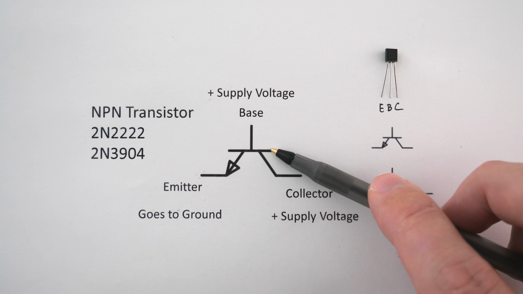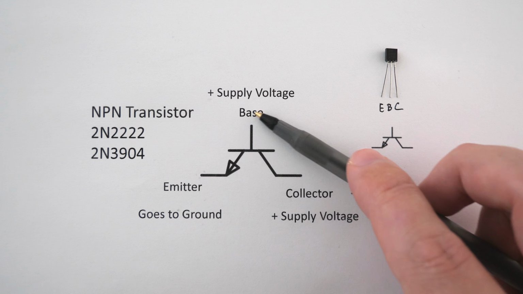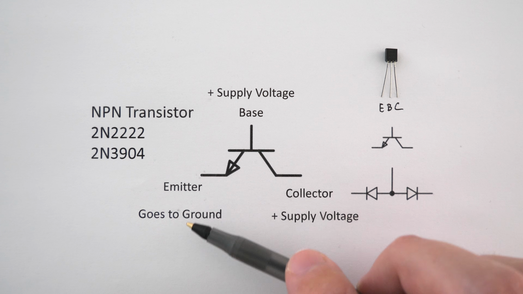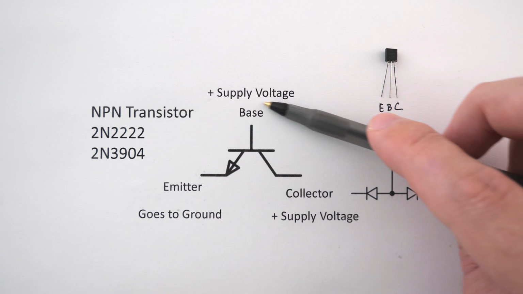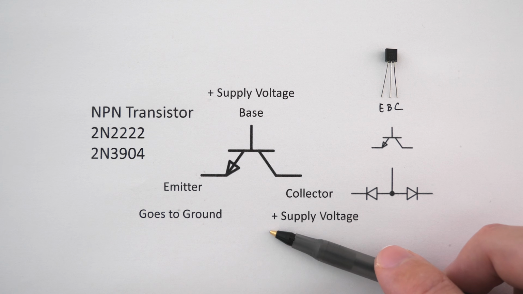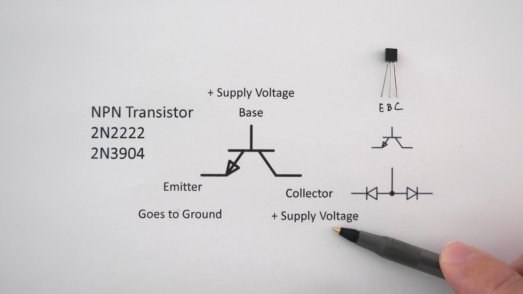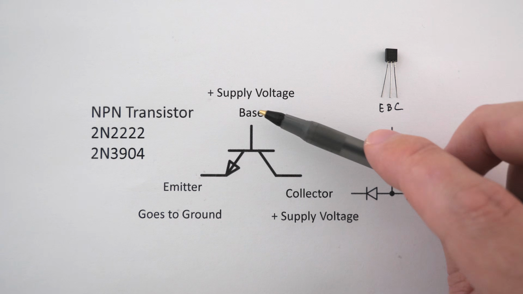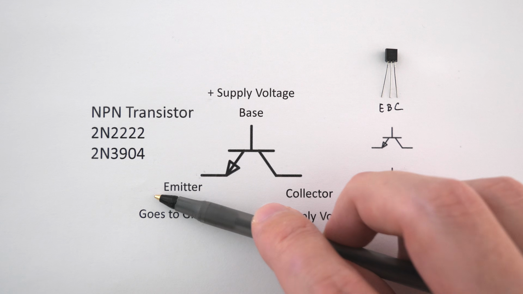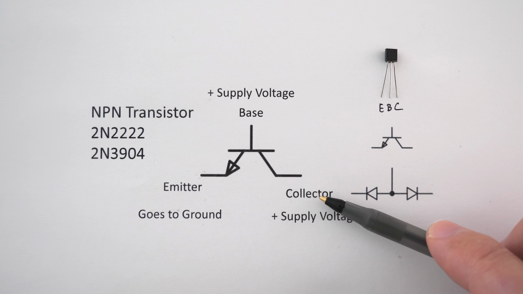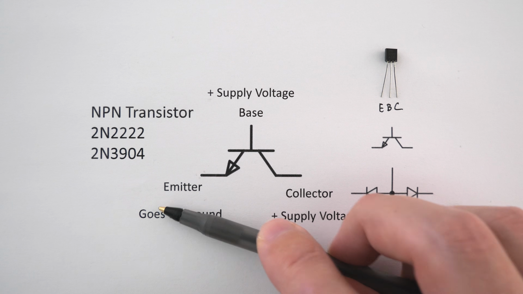Here is the symbol for a transistor. We can see it has the emitter, the base, and the collector. The emitter goes to ground. The base has a positive supply voltage, and the collector has a positive supply voltage. And how a transistor works is when you have current flowing from the base to the emitter, that allows current to flow from the collector to the emitter.